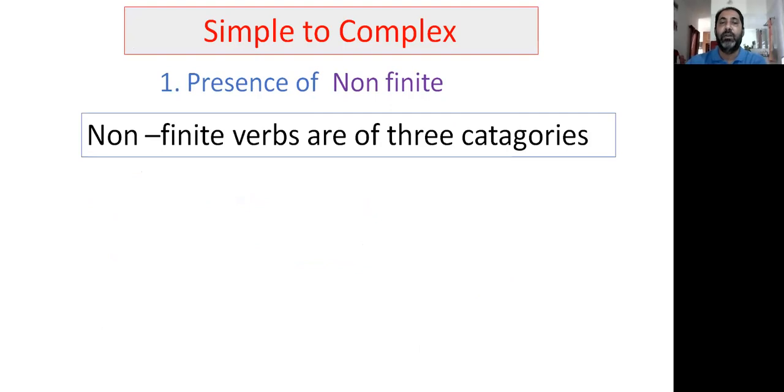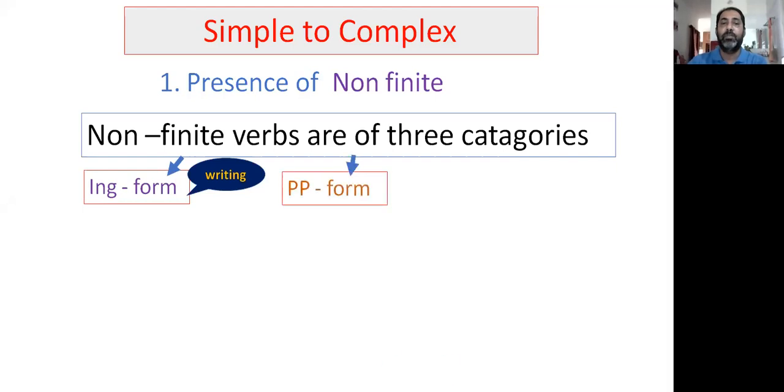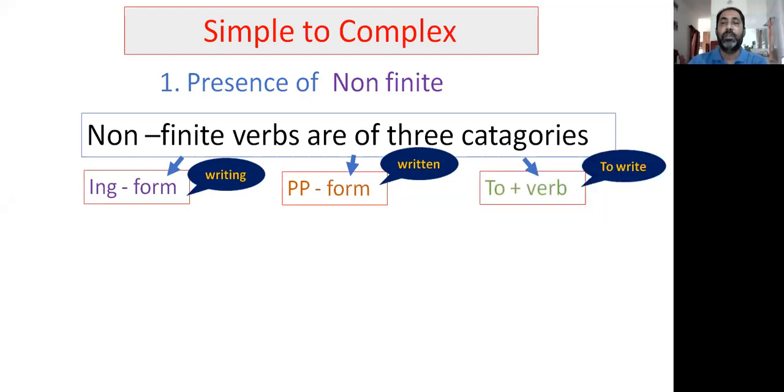Non-finite verbs are of three categories. Ing form, an example is writing. Past participle form, the example is written. To plus verb, the example is to write. These are non-finite verbs. Remember, if you see any ing form or past participle form, there will be no auxiliary verb. If there is any auxiliary verb, then it will be a finite verb.